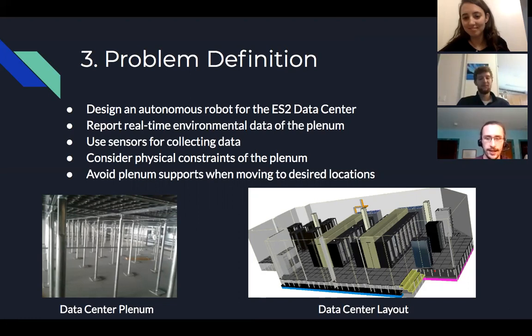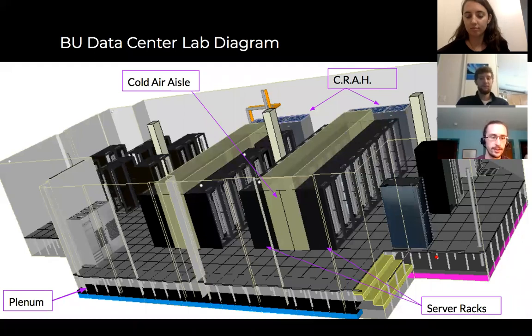At the bottom, we have a picture of the data center's plenum, which is an underfloor area where there is cooled air, which is passed through to help keep the data center cool and to not overheat. In the picture on the left, we can see some of the supports that we'll need to avoid. On the bottom right, we see an image of an overall layout of the data center, which on the next slide we have a larger image of.